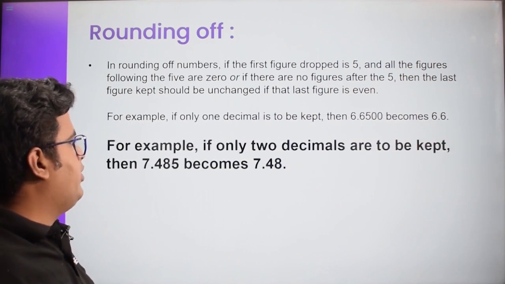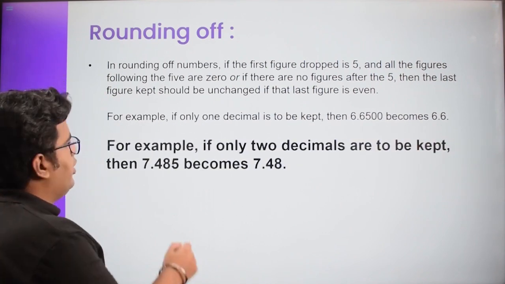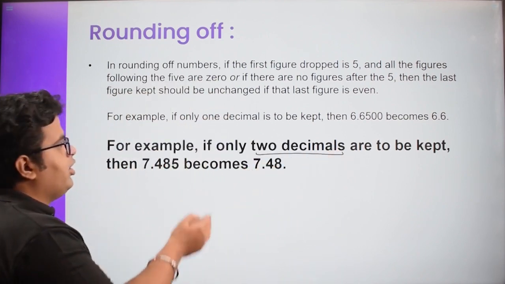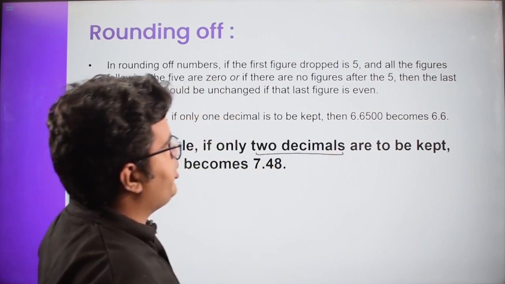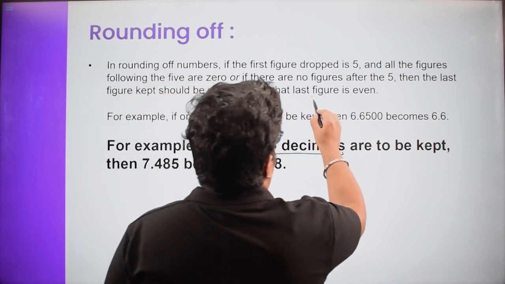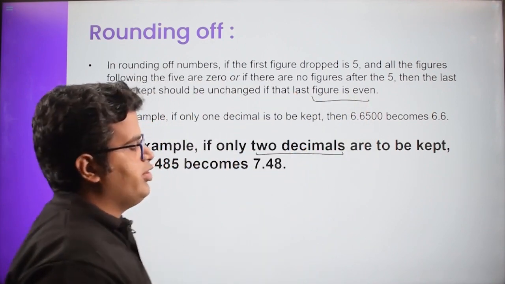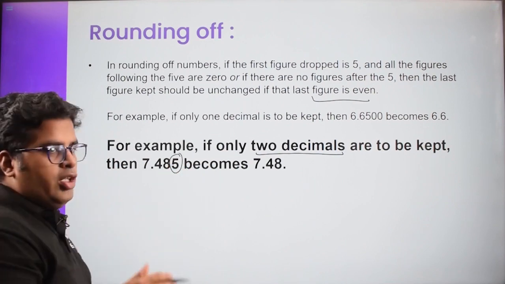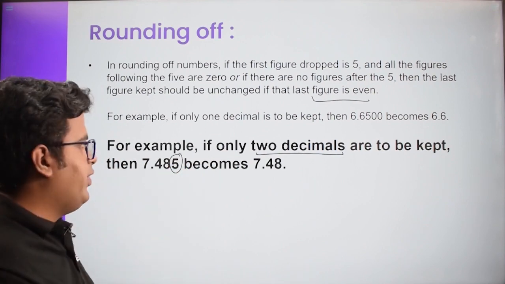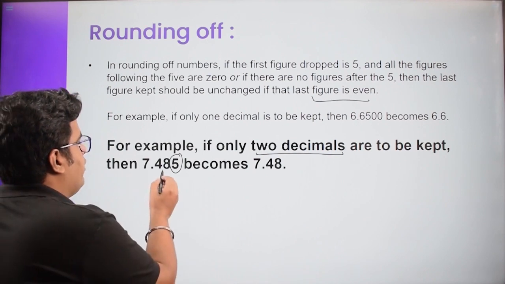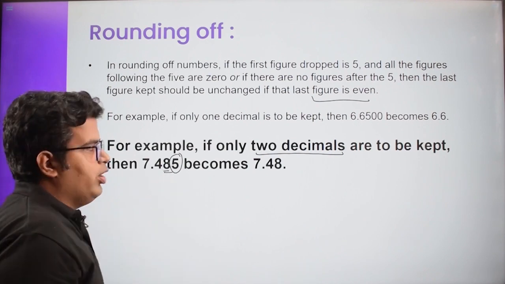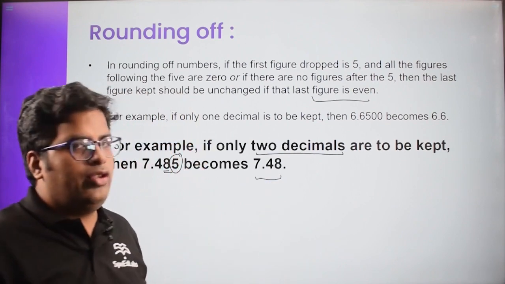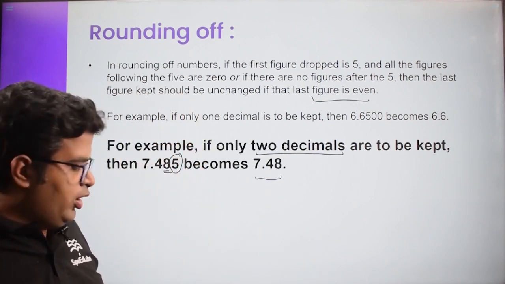Then we have another example of this. Let's say we want 2 decimals, right? Because there was another possibility, that the last figure is even, then also it is unchanged. So see, we want 2 decimals, so this digit has to be dropped. Now it is not less than 5, it is not greater than 5. So what do we do? The digit before it is an even number. If that's an even number, you keep it as it is. So you'll have simply 7.48, right?